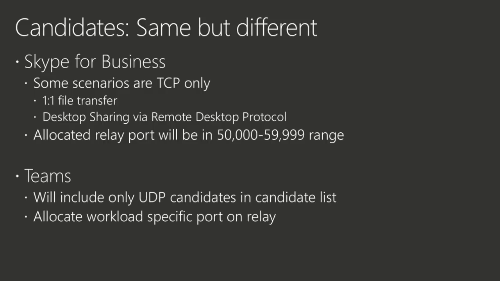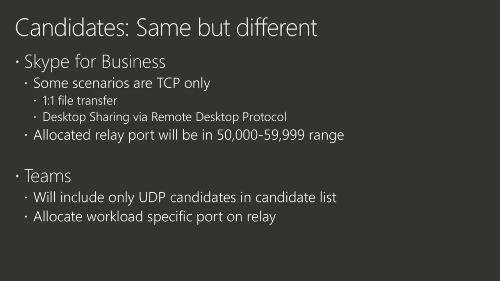Teams. In Teams, all workloads support UDP, and also in the Teams candidate list, you will see only UDP candidates. We will tell whoever we want to talk to, you can talk to these UDP candidates. If they can't do UDP, for whatever reason, they will have to talk TCP to their own relay, and then we can talk to that relay. But we are not announcing any TCP candidates there anymore.